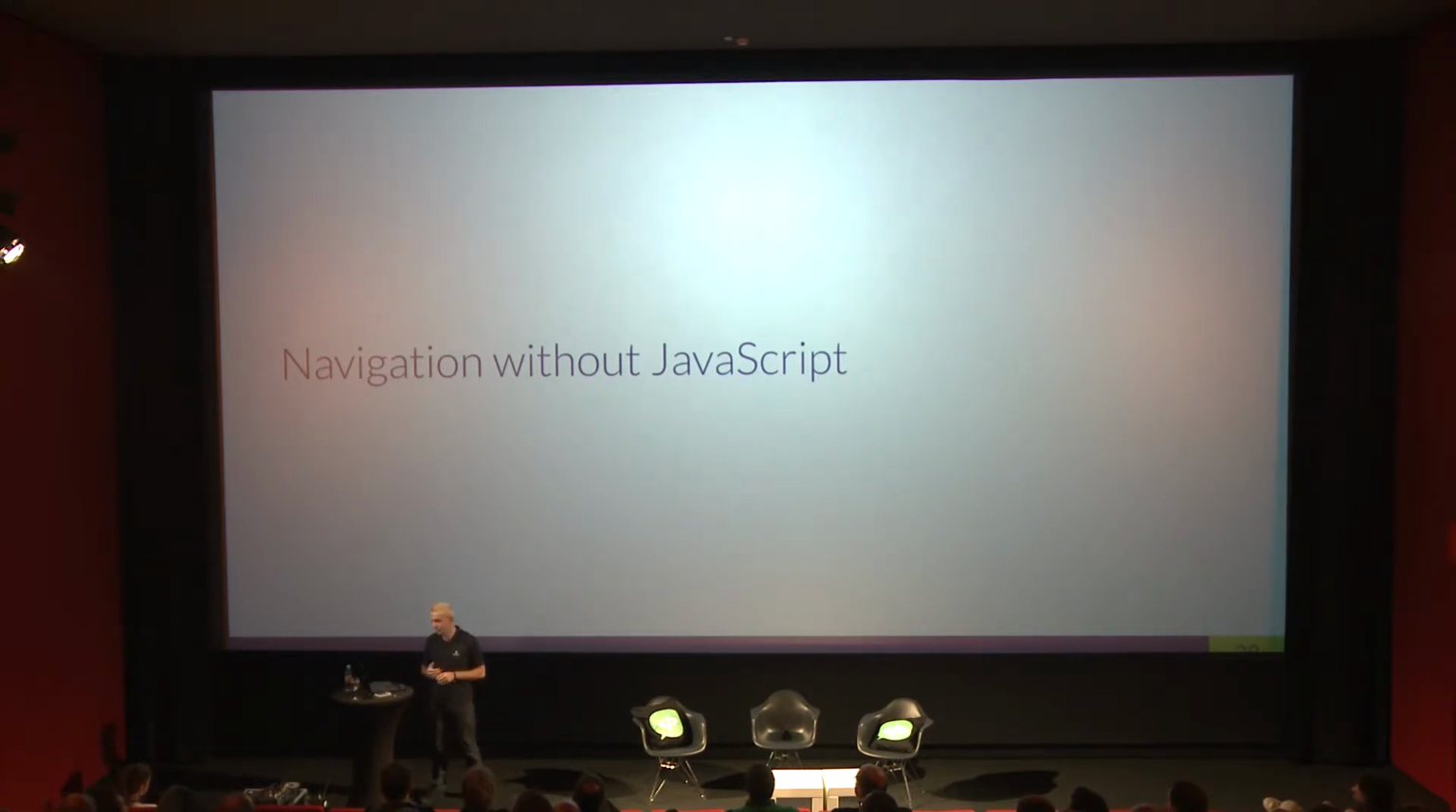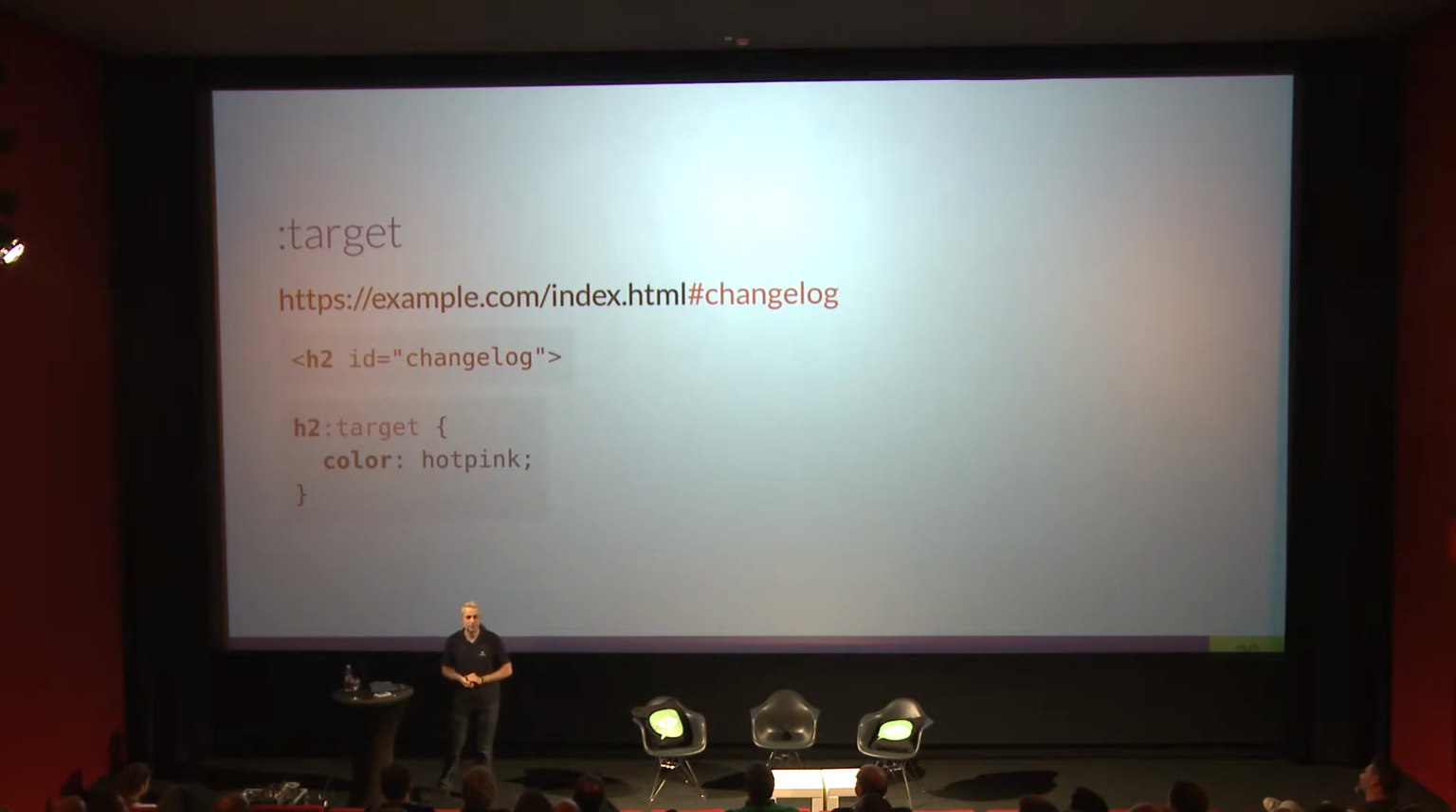How would I do that? How can I display one slide and hide the others? Well, the answer is the target selector. The target selector is a pseudo class in CSS, and it selects the element with the ID of the hash part of the location. So if the hash part is changelog, and I have an element with the ID of changelog, with the target selector, I can target this element and set the color to hot pink or something like that.